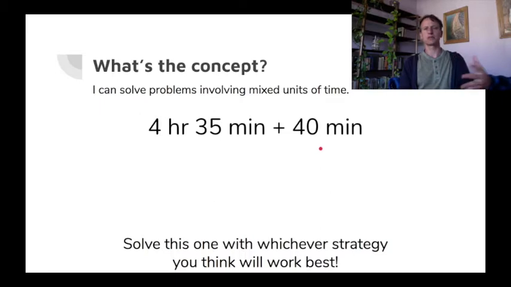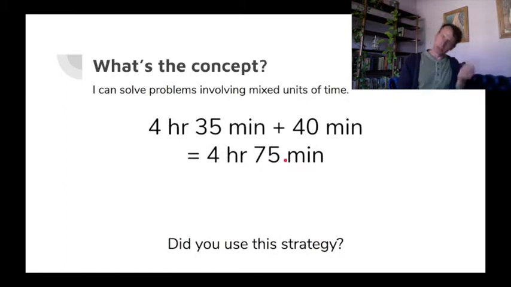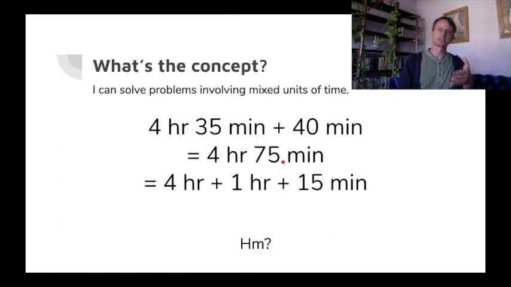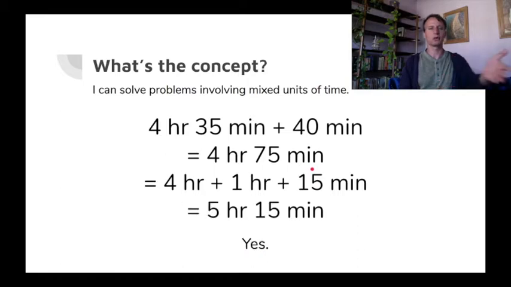I also would just crunch the numbers. So 4 hours, 35 minutes plus 40 minutes would be 4 hours, 75 minutes. Pull out the 1 hour, the 60 minutes. That leaves 15 minutes, so 5 hours, 15 minutes, also known as 5 and a quarter hours, because 15 is a quarter of 60. Whew, man, take a little breath.